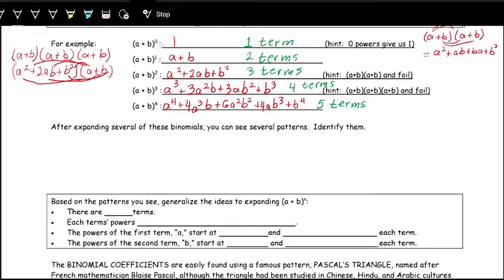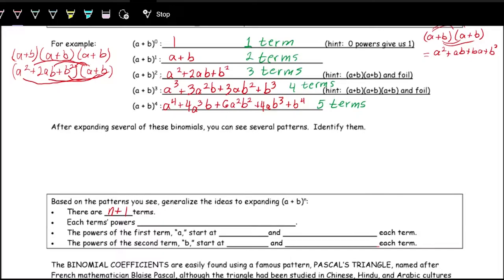So the thing that's changing here in each of these terms is the exponent. And so we're looking at how the number of terms relates to the exponent. When the exponent was 0, there was 1 term. When the exponent was 1, there were 2 terms. When the exponent was 2, there were 3 terms, and so on. And so there are always one more. The number of terms is 1 more than the exponent. So there are always n plus 1 terms.